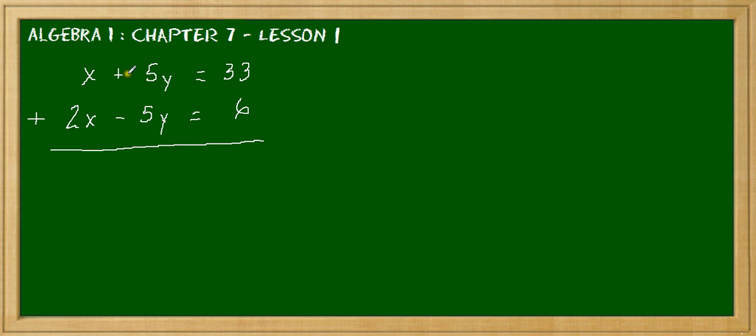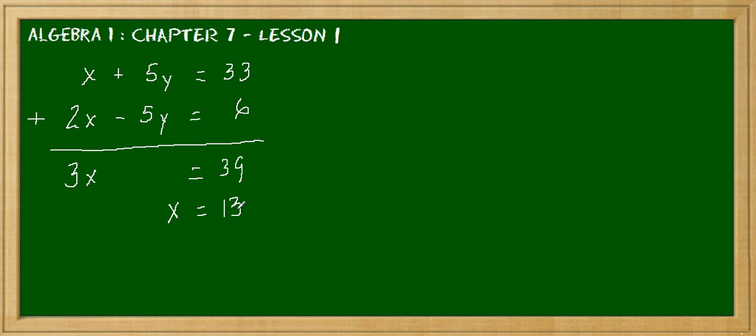And what's going to happen is, well, we have x plus x is equal to 3x. Well, that 3 is not as 3-ish as it should be, so let's make it clearer. And when we add positive 5y and negative 5y, they're going to cancel each other out, so that will be 0. And we have 33 plus 6 is equal to 39. So now we have 3x is equal to 39. And we know that if we simply divide each side by 3, x is going to be equal to 13.